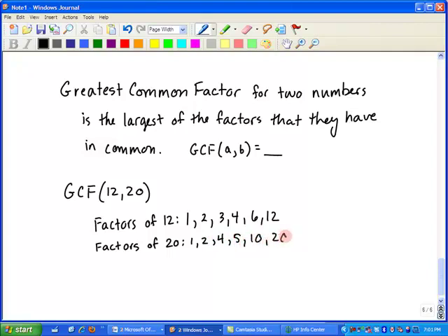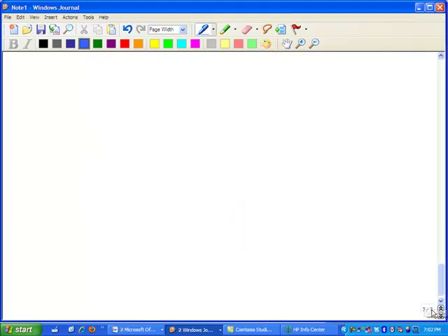So we look for the greatest number that they have in common as factors, and so in this case that would be 4. So we would say that the greatest common factor of 12 and 20 is 4. Okay? So I'm going to show you, well, let's do one more, and then I'm going to show you a different way to look at this. Two different ways to look at this.